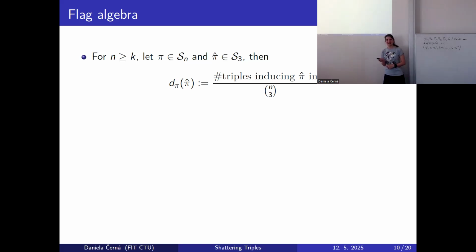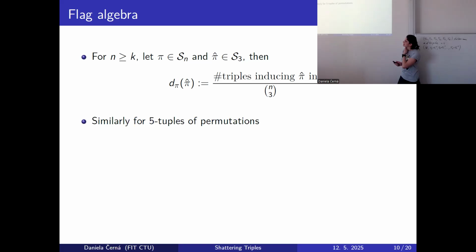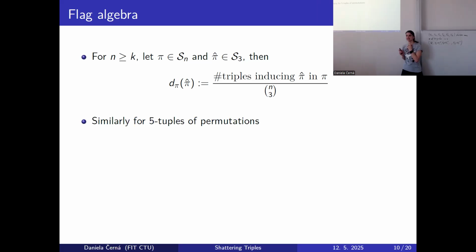So using this hack, we actually define this for 5 tuples of permutations. And it will just mean I will look at the triples that induce the first pattern in the first permutation, second pattern in the second permutation, etc. And it's still divided by n choose 3. So using this, now our sets will be all 5 tuples of permutations of order 2 and all 5 tuples of permutations of order 3.